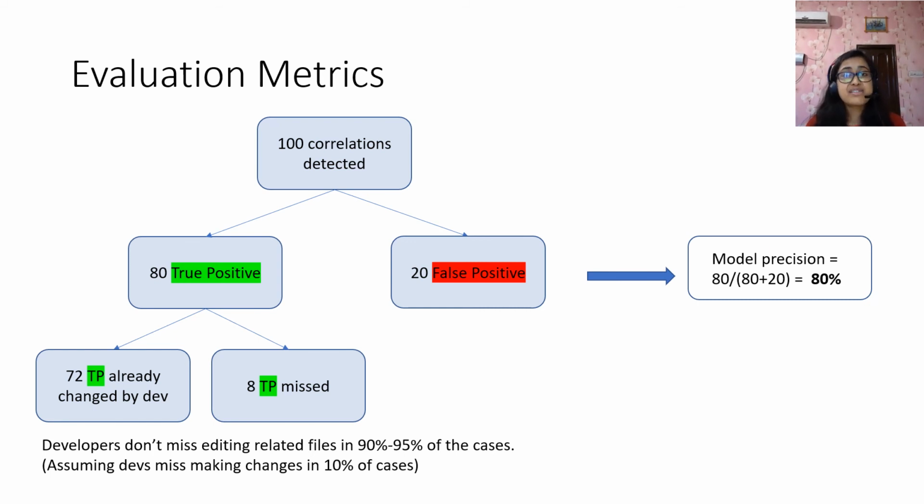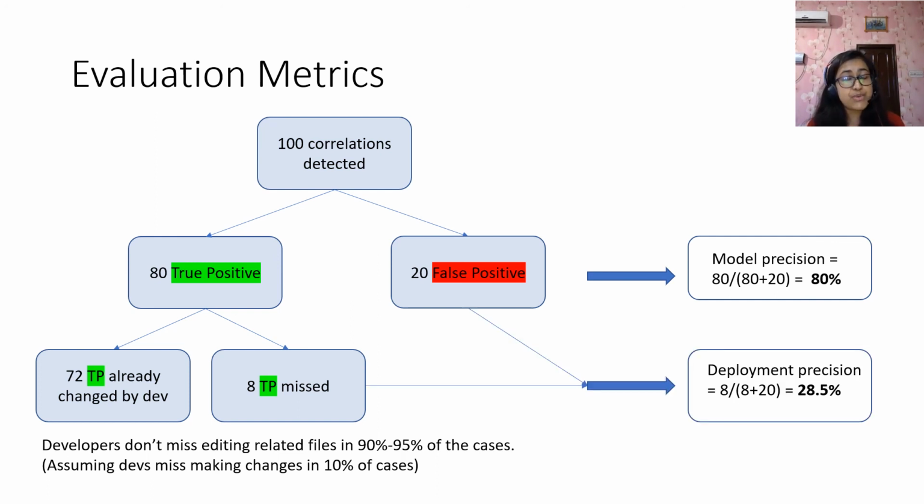But when we get the system Rex deployed, we're not going to make recommendations for the correlations that the developers have already remembered to make edits for. So we will recommend only 8 missed true positive cases and 20 false positive cases. So the deployment precision for Rex would look like 8 by 28, which is much lower than 80%. But even though the deployment precision is much lower, each such true positive that is flagged by Rex actually helps developers save a lot of time and companies save millions of dollars.